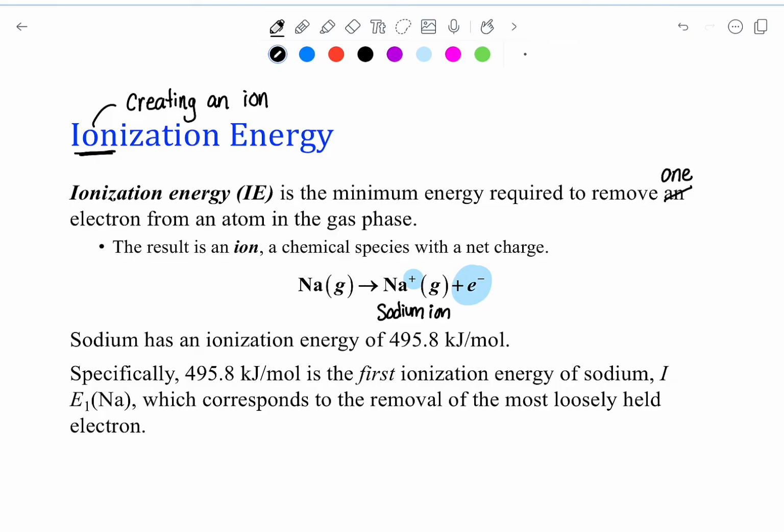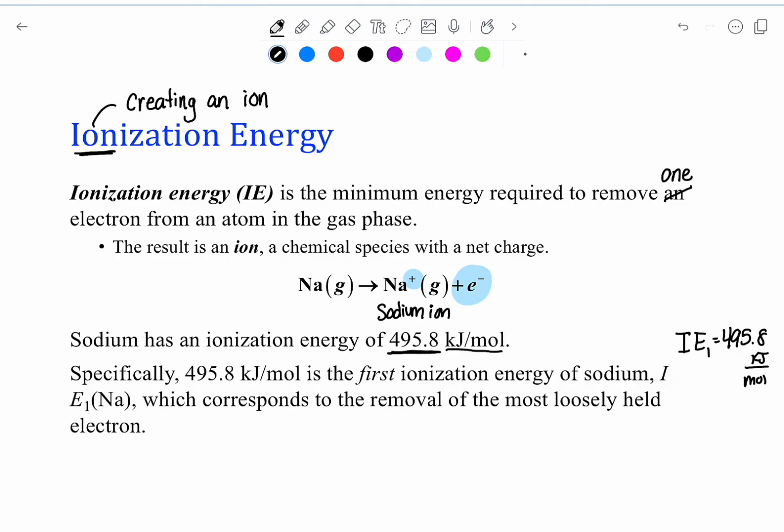We can quantify our ionization energies, and those have units of kilojoules per mole. Remember from our previous chapter that joules is a unit of energy, and we typically see it in kilojoules rather than in just joules because it's a lot of energy. So the amount of energy that it takes to pull off 1 electron is 495.8 kilojoules per mole. Now this is the first ionization energy of sodium. There's a space here that should say IE sub 1 is equal to 495.8 kilojoules per mole.